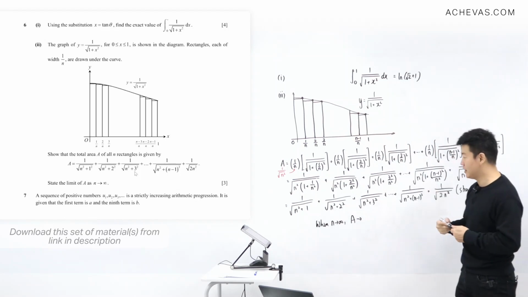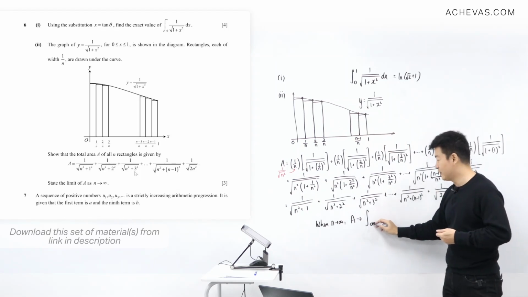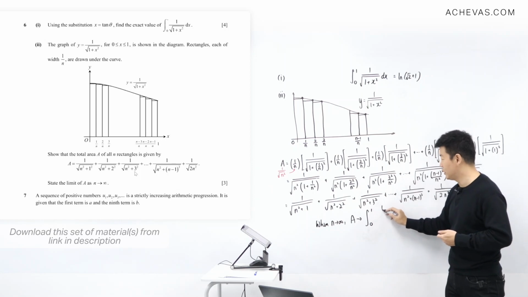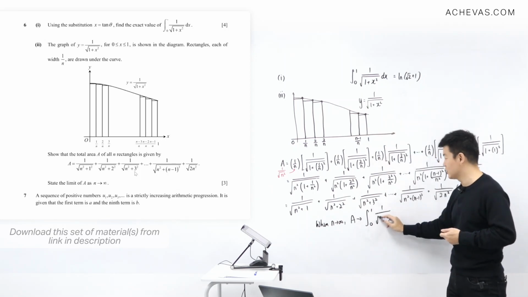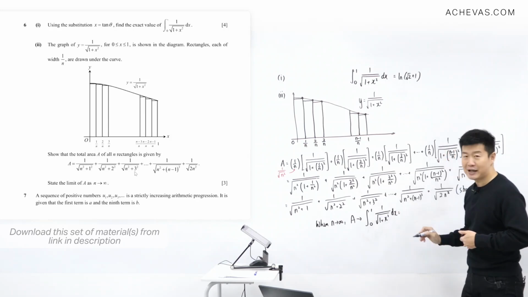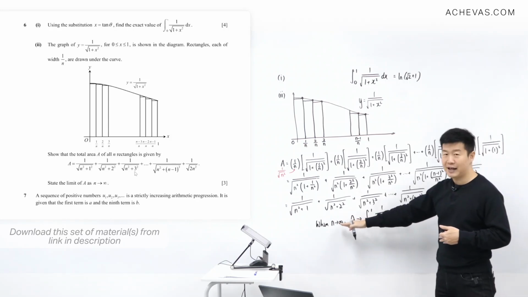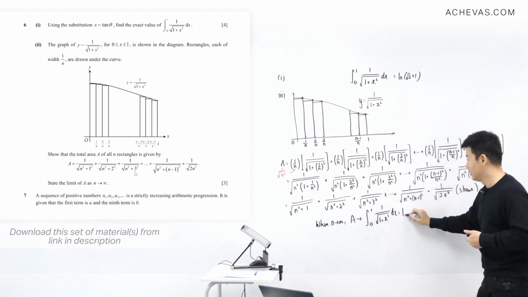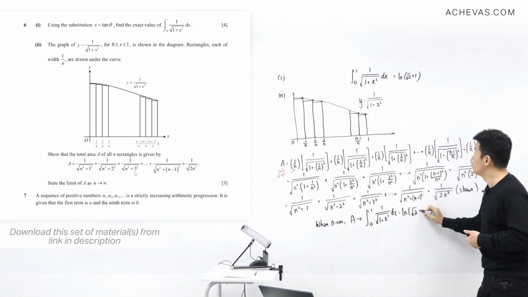And what is the exact area under the graph? The exact area under the graph is going to be integrating from 0 to 1 of 1 over square root of 1 plus x squared. And what is our answer going to be? The limit of A when n tends to infinity will become ln of square root of 2 plus 1.